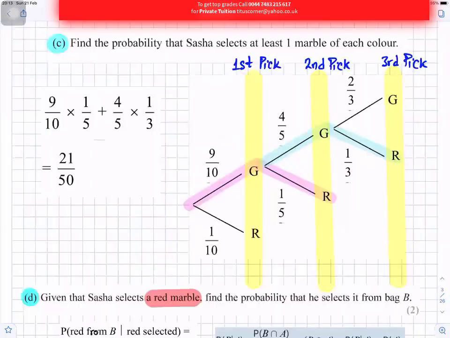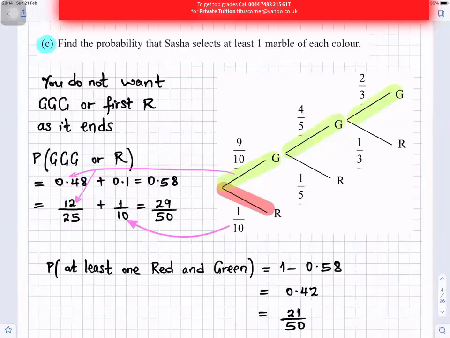Part C, find the probability that Sasha selects at least 1 marble of each color. So what you can do is look at the first pick, the second pick, and the third pick. I can pick a green and a red, because you want to pick at least one of each color. So this is another way to look at it.